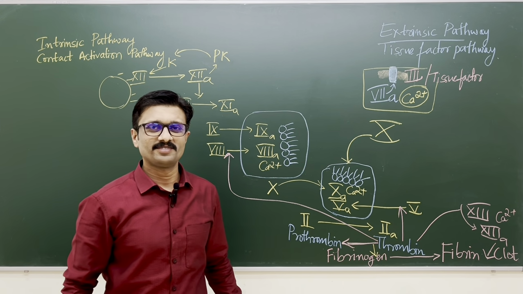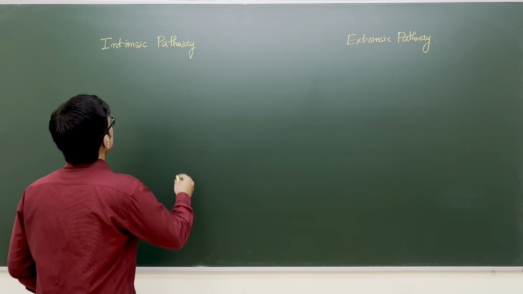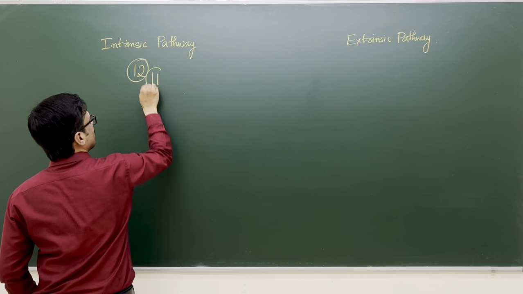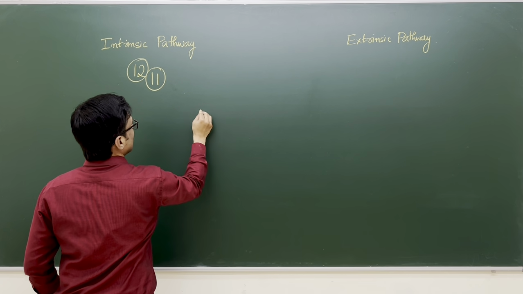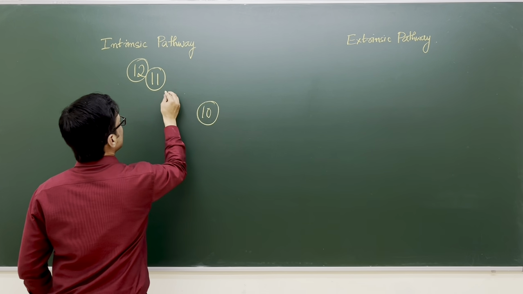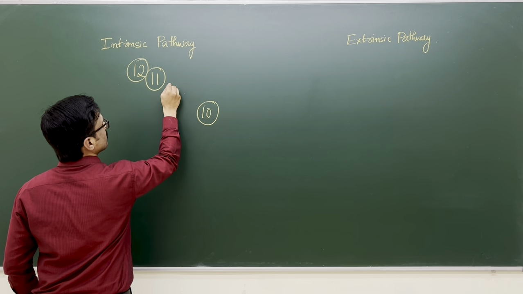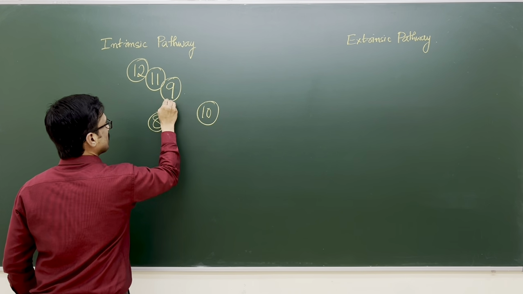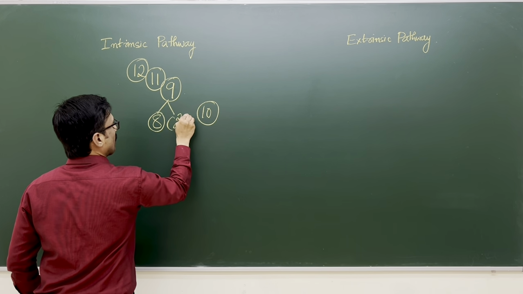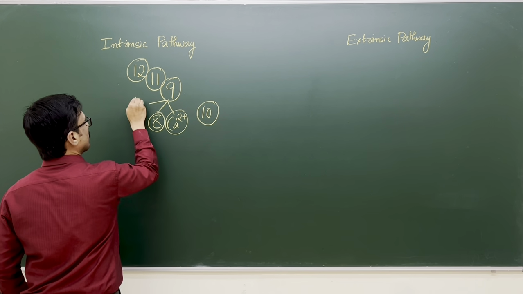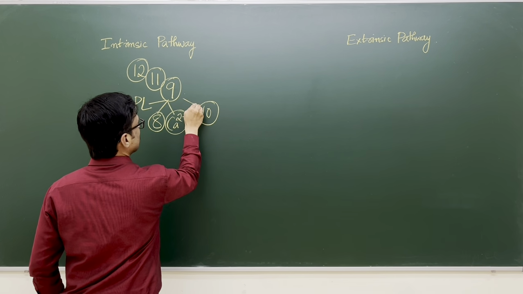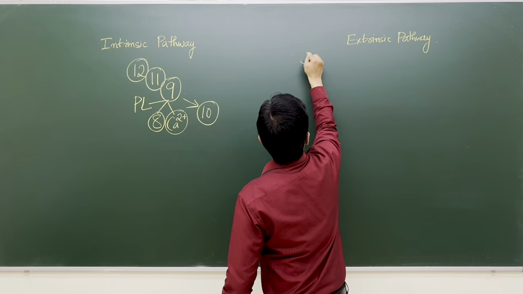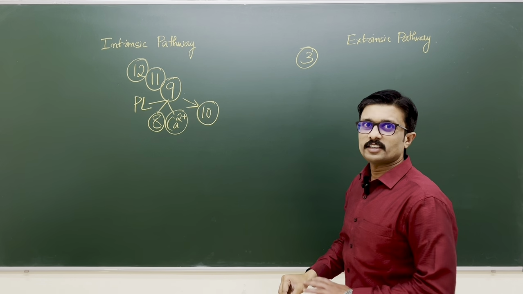So to summarize, intrinsic pathway starts with activation of factor 12, activating the factor 11. 10 is not activated here, 10 will be activated later. Here 11 will activate 9, 9 will form a complex with 8 and calcium on the phospholipid membrane to activate 10. In the extrinsic pathway, factor 3 is exposed. Factor 3 is the tissue factor.